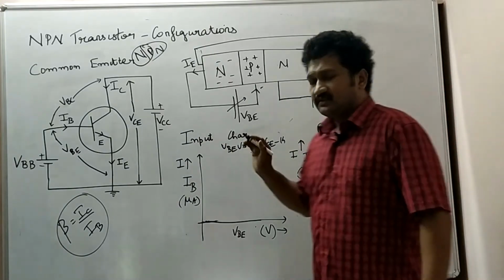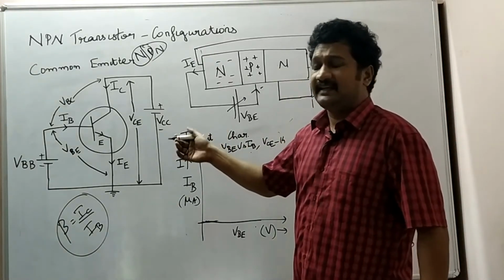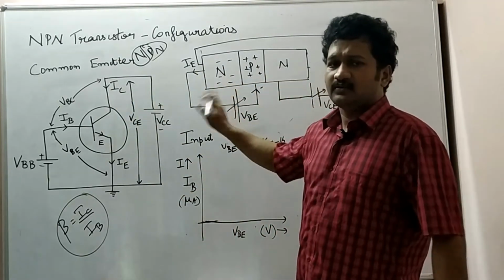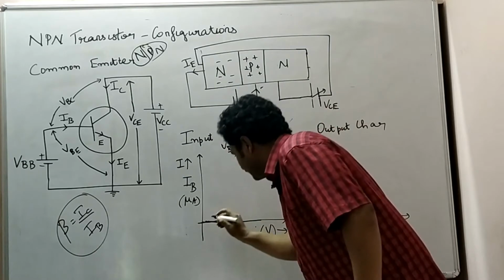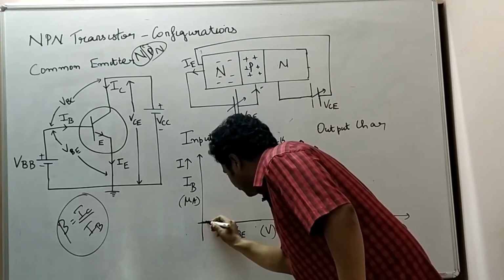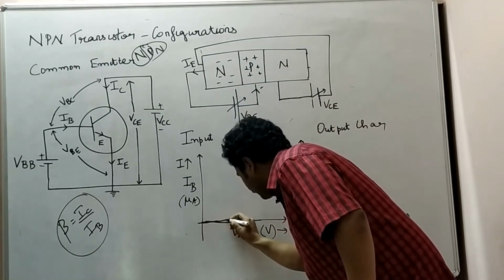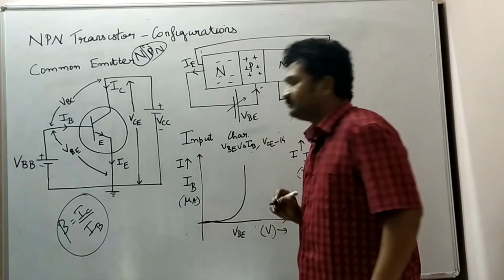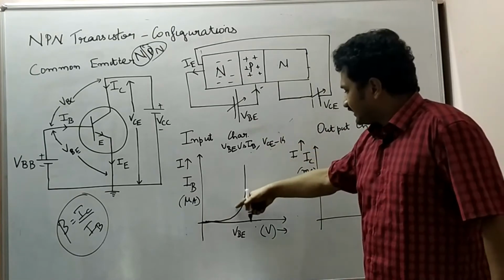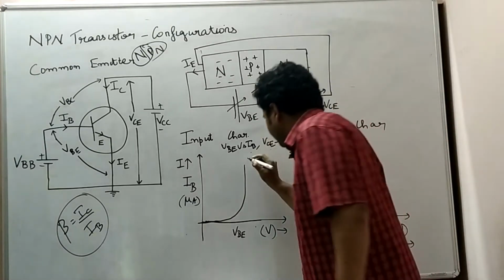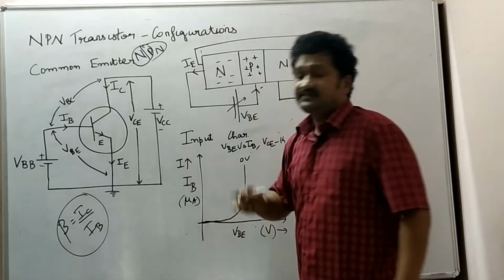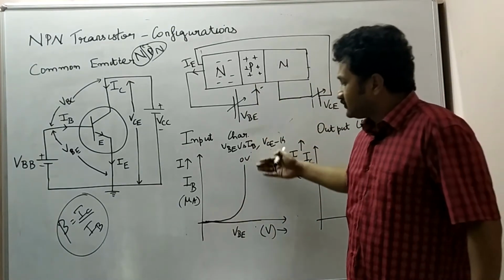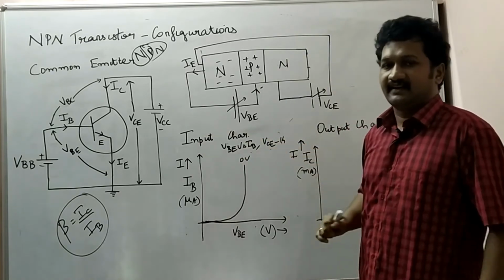Now I am starting to increase the voltage VBE since this is the input characteristics. Output characteristics, we will discuss in further videos. Here I am increasing VBE. Since it is a silicon diode, after 0.7 volt it starts to show some change. This characteristics curve we are obtaining when VCE is at 0 volt. First we have to keep VCE at 0 volt and then observe the characteristics curve to see what is the level of the base current.